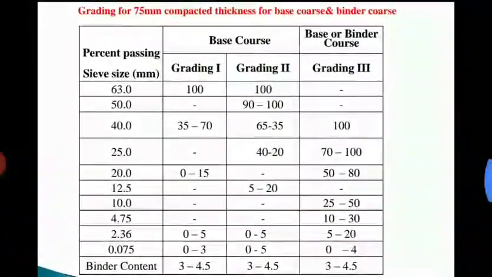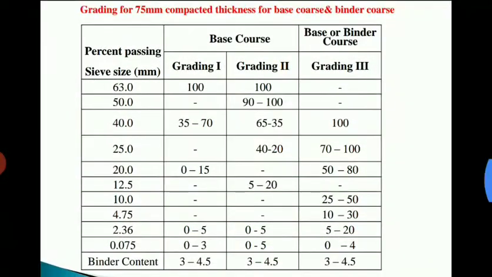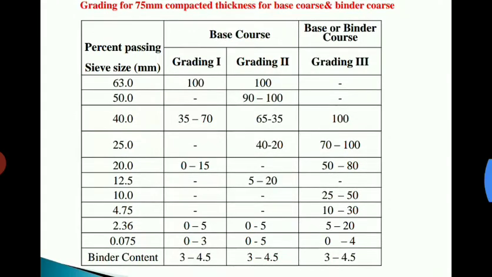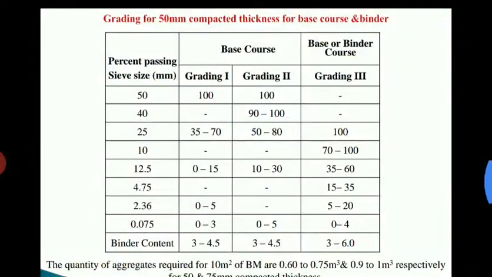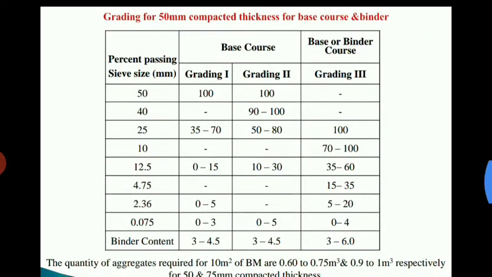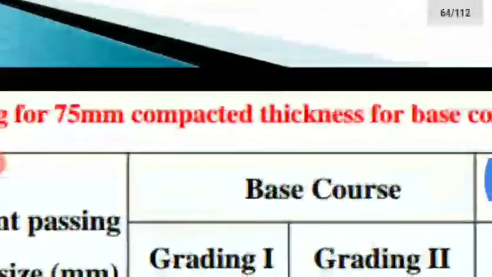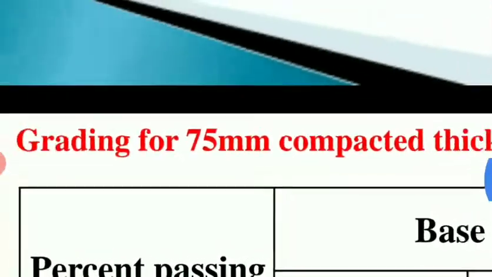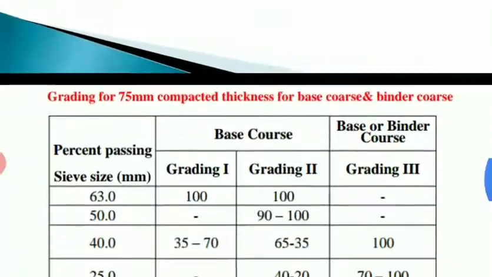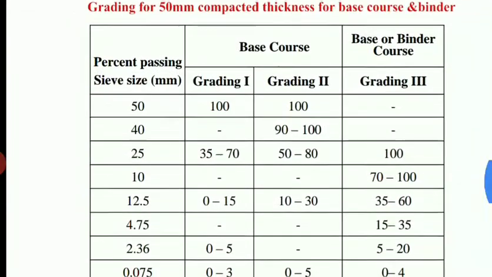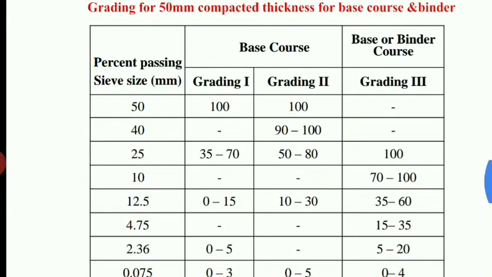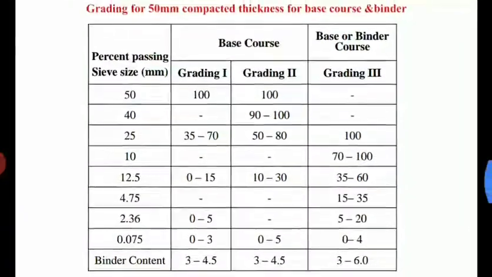And even the binder content they have given. For grading 1 you can use 3 to 4.5%, and for grading 2 and grading 3 also, which is the same. So that is the percentage of binder content used for such grading of aggregates. And the grading for 50 compacted thickness for the base course and binder, whereas the earlier one stands for 75, right? Here you can see the 75 compacted thickness, I mean the layer thickness. But here is the grading for 50 compacted thickness for base course and binder. So here also the standard table is there.